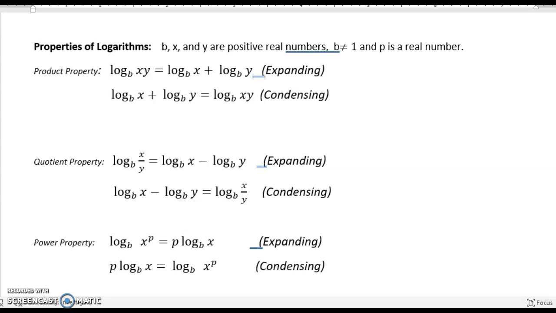Hi students, welcome back for the second part of properties of logarithms. In this section, we're going to learn how to condense and expand logarithms. So let's start with the product property.